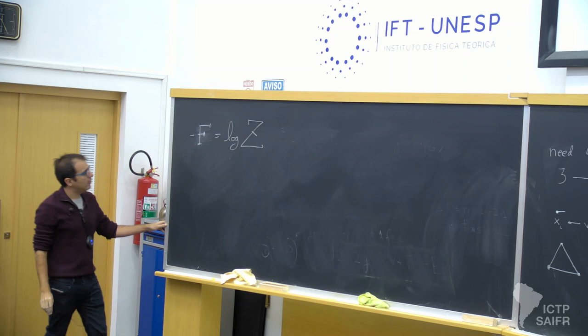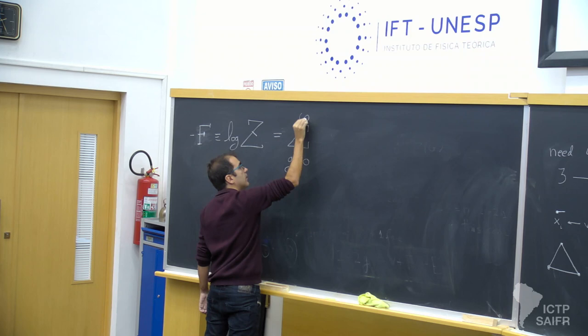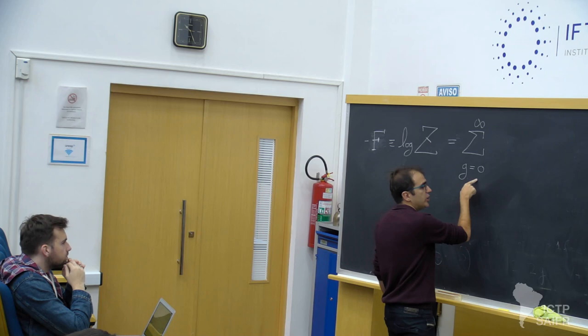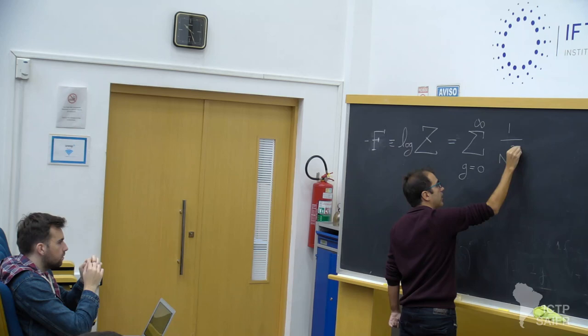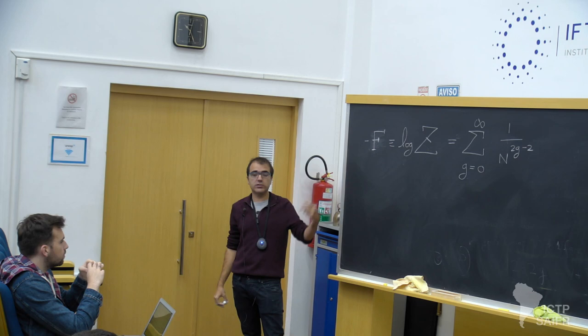Minus f, which is defined as minus log of f, would be equal to a sum of topologies, g equals 0 up to infinity. The bigger the genus, the higher the topology, the more suppressed it is. It comes with a factor 1 over n to the power 2g minus 2. So the planar graphs are the most important ones. They are proportional to n squared. The genus 1, they are proportional to n to the 0. The genus 2 to 1 over n squared. Then 1 over n to the 4.